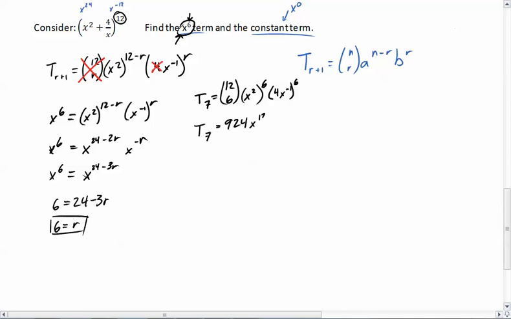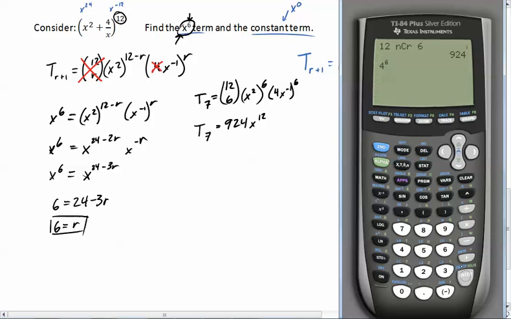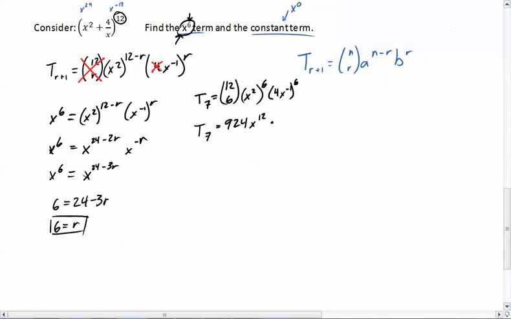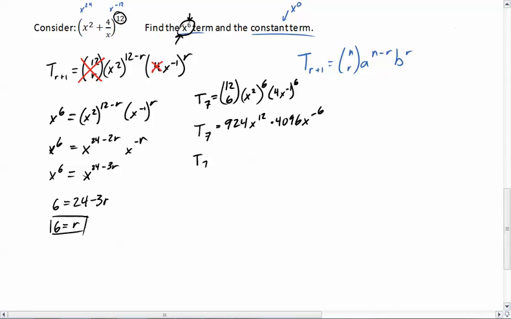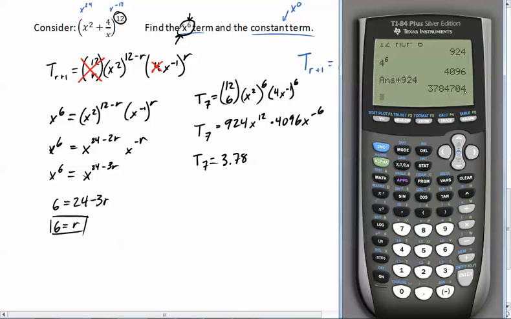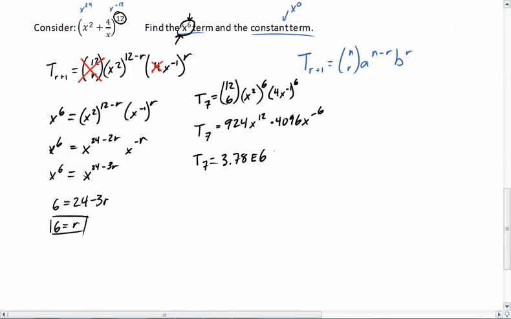This will give me x to the 12th. Then I need 4 to the 6th power there, which I seem to remember doing that. But 4096. So times 4096 x to the negative 6. We put all that together. I'm going to take 924 and multiply it by 4096. And I get 3.78. So again, 3 digits is fine. So I'm going to just write out that T7 equals 3.78 e to the 6, so times 10 to the 6th. x to the 12th and x to the negative 6 end up giving me x to the 6th.